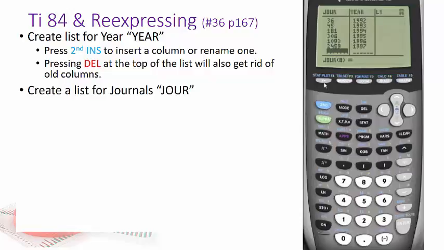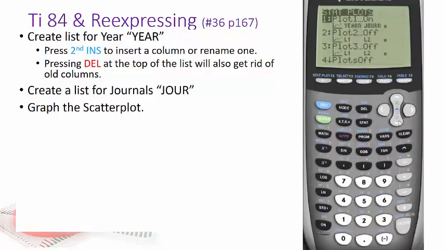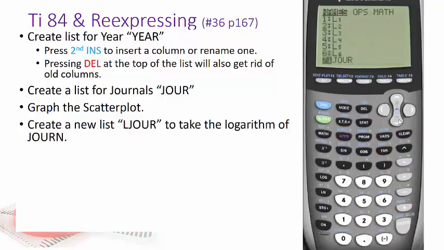Once you've created your list, you want to graph the scatter plot and make sure that you have the X list and the Y list appropriate. I have some old data there, so let me make sure I put in year and then put in journal for the Y list. So put in the correct list there. Okay. And when I hit graph, you're going to see the graph of the new scatter plot. I'll probably have to hit zoom stat, which is zoom 9. And you can see it's not very linear.